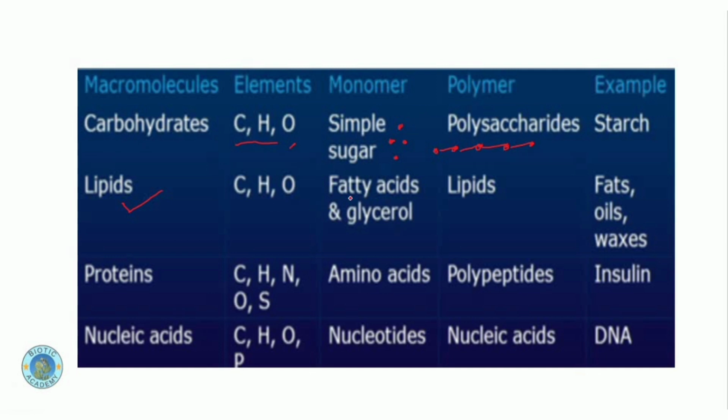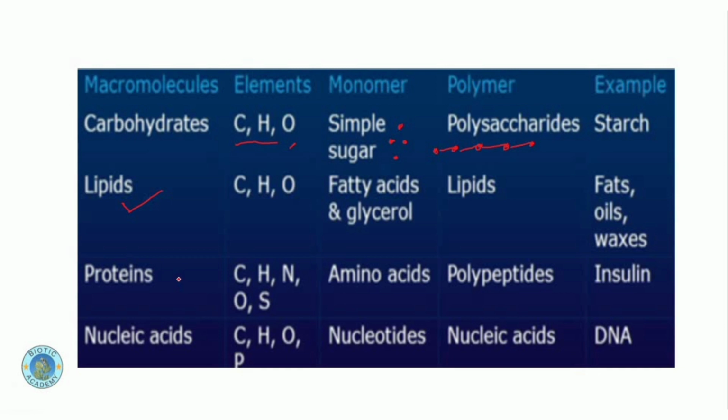The monomers of lipid are fatty acid and glycerol. Together they join to form the lipid molecules, and the polymer, or the complex form of lipid, is basically the lipids. Examples of lipids are fats, oils and waxes. These all contain the monomers fatty acid and glycerol, with a proportion of carbon, hydrogen and oxygen, and the energy released by lipid is quite high compared to carbohydrate.